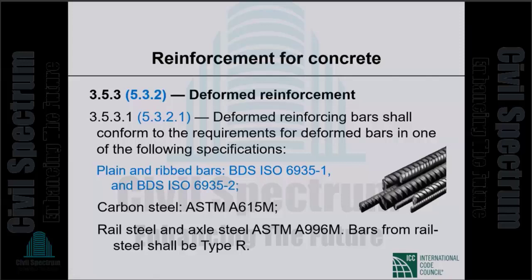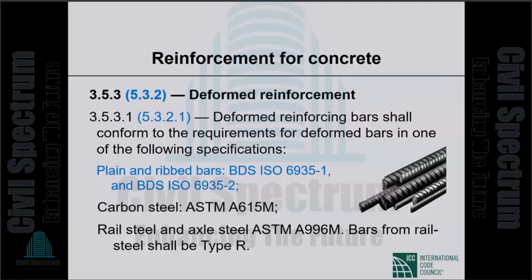The specifications in Bangladesh are BDS 6935-1 and BDS 6935-2. Part 1 is plain bars, so those are not used. Part 2 is deformed bars, those are the ones used. So just as I remarked about cement, about reinforcement, basically all reinforcement used in Bangladesh, I understand, is BDS 6935-2.